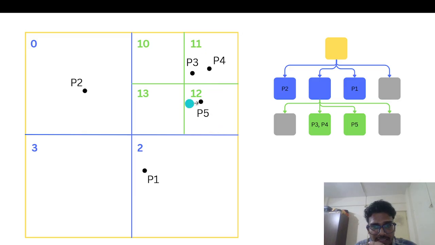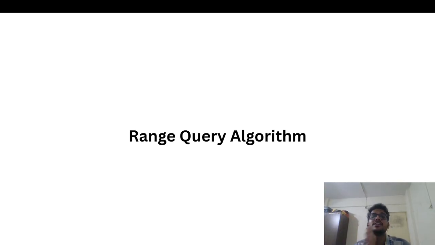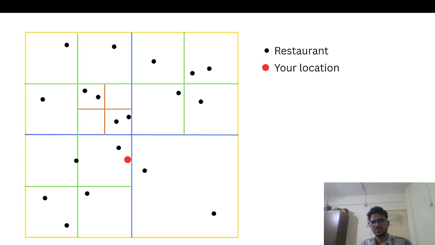If this child quadtree is divided further, then it will be divided into 1, 2, 0, 1, 2, 1, 1, 2, 2, and 1, 2, 3, like this. So that's all about indexing and about inserting a point in a quadtree. Now, the next part is answering the question that we asked in the beginning of this video. How do you search for nearby restaurants?